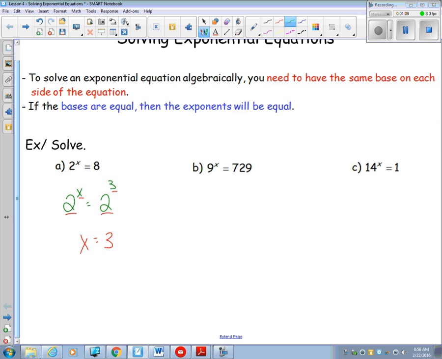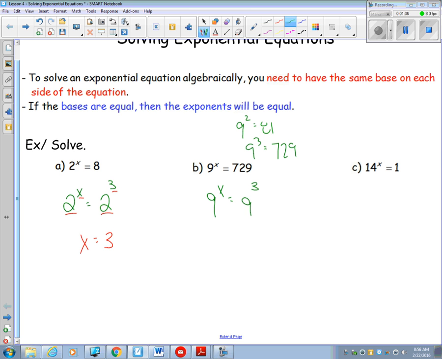Okay, let's try the next one. 9 to the power of x makes 729. Well, if I can make 9 to the power of something be 729, I can try guess and check here. I can try 9 to the 2. Oh, it's 81. No, it didn't work. 9 to the 3. What's that going to be? It's 729.